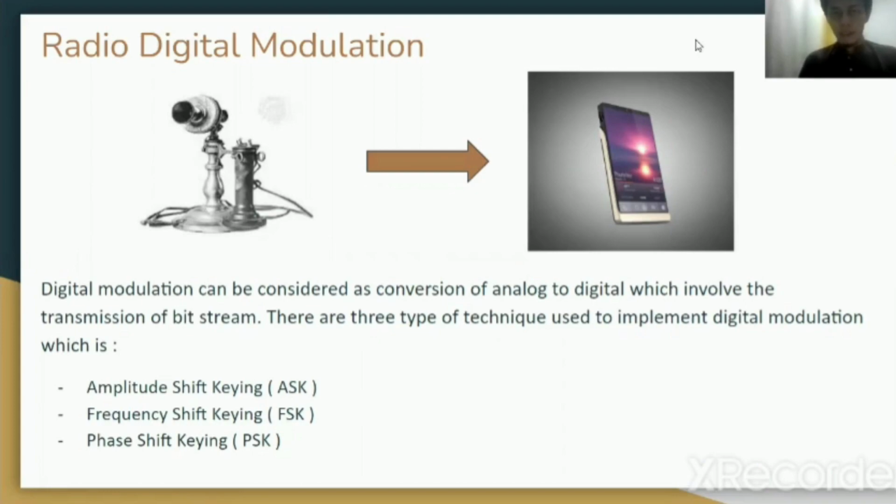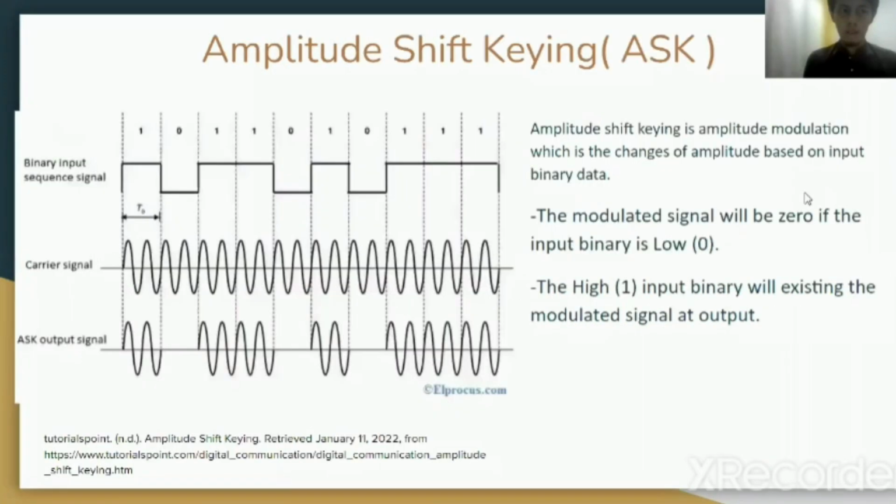And next, the digital circuit is much easier to design than the analog circuit, and the configuration process for a digital signal is much easier than for an analog signal. In order to implement digital modulation, there are three processes: amplitude shifting, frequency shifting, and phase shifting. Amplitude shifting is basically amplitude modulation.